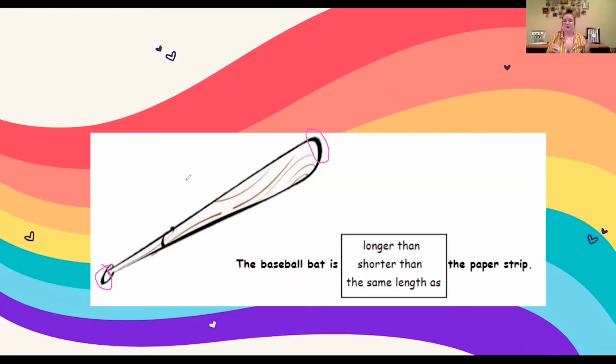After I measured mine, I think that the baseball bat is the same length as the paper strip. Did you get the same answer as me? Nice job. Awesome. So that's what we're going to be working on the next couple lessons: measurement, endpoint to endpoint. Now I have a couple more word problems for you. I know you're so excited. We're going to work through them together. We'll do the first two together, and then, of course, the last one on your own. Are you ready for the first one?